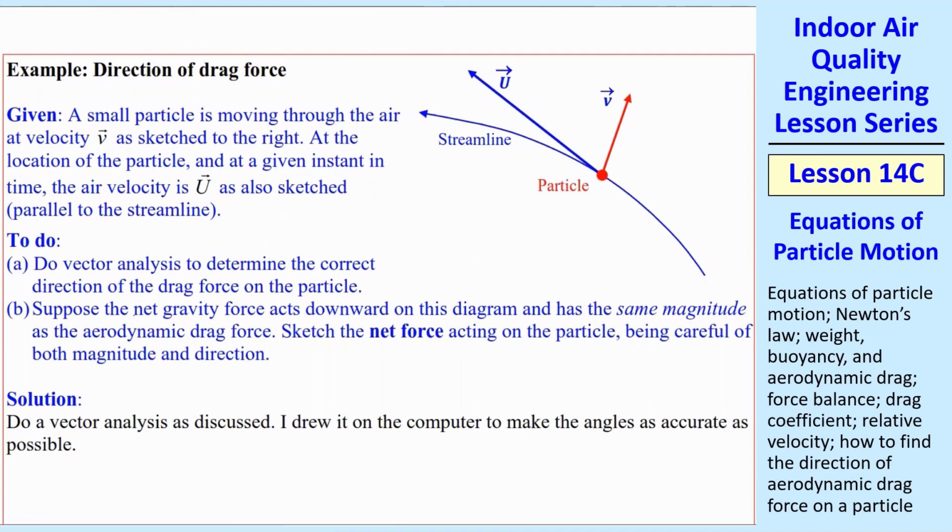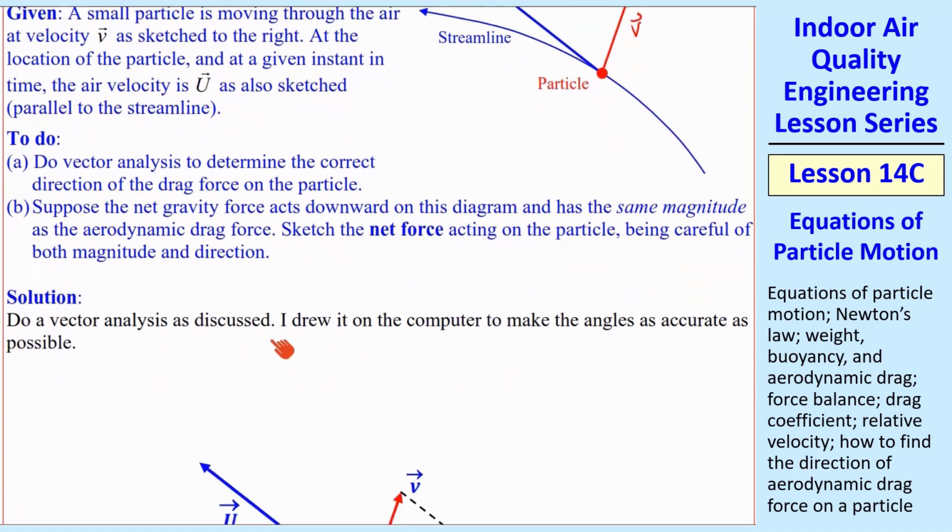We're given a small particle that's moving through the air at speed v as shown here. So this is little v as I've labeled. Here's a streamline of air. The velocity of the air is parallel to the streamline. So at the location of the particle, this is at some instant in time, the particle is moving that way, the air is moving that way. We want to do a vector analysis to determine the correct direction of the drag force on the particle. And then we'll also add gravity.